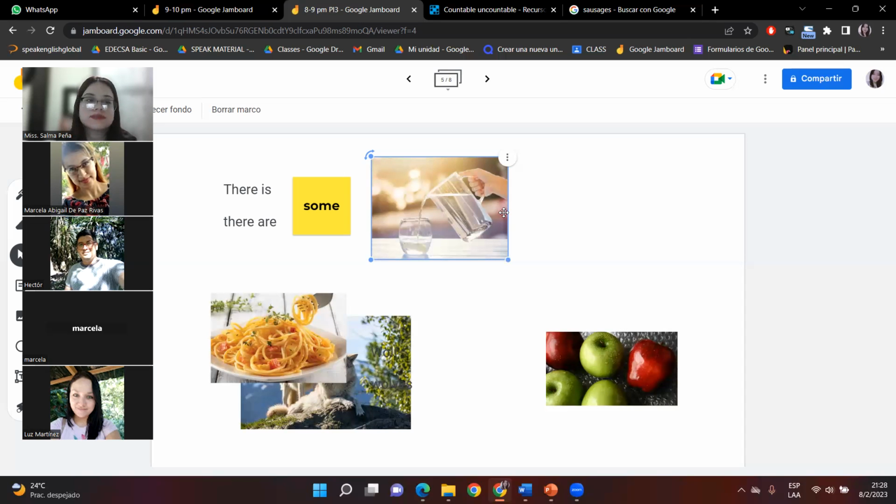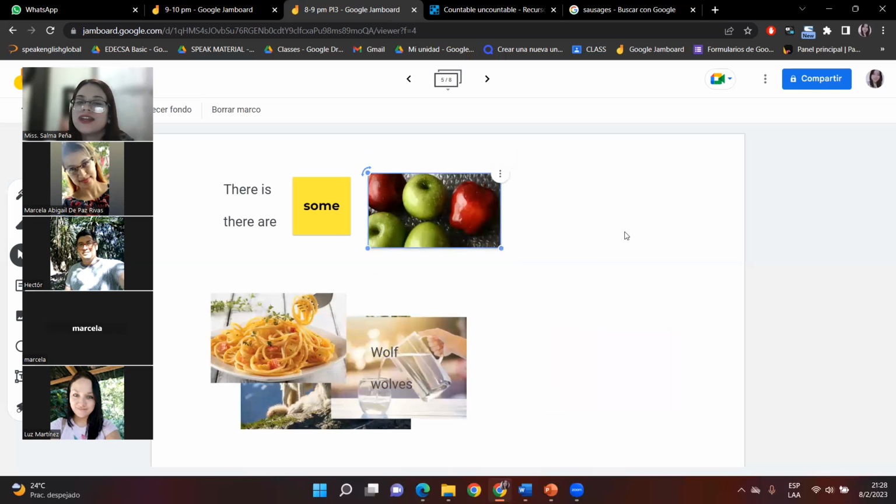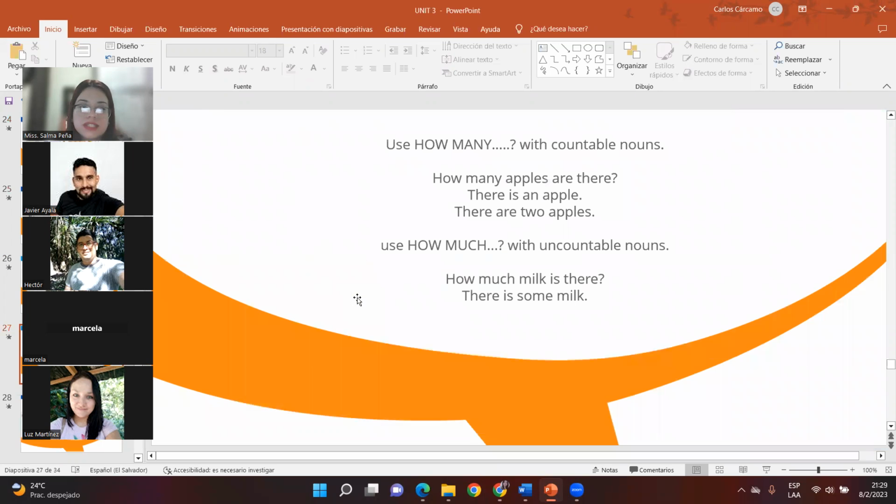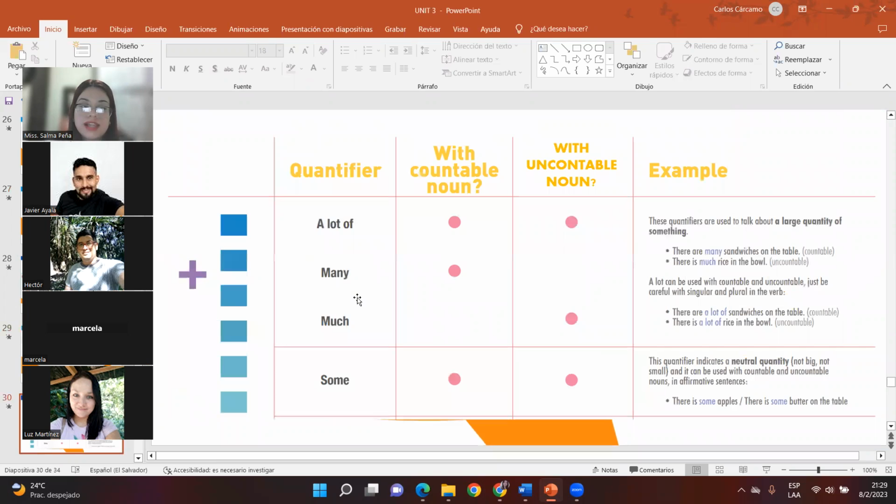Okay. And let's see. We have apples. Javier, there is or there are? There are some apples. Yes, there are some apples. So that's why yesterday, we have this part complete: a lot of, many, much, and some. So do you have questions in this part about the use or the situation in which we can use it?